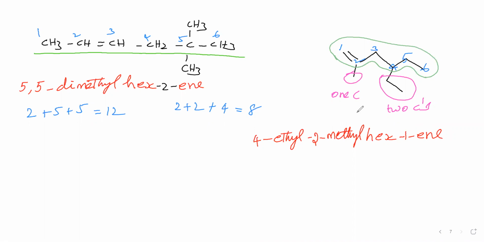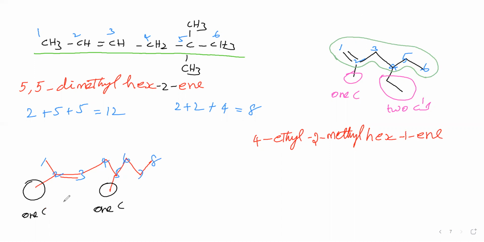Next compound we will take. Like that we have taken. Now we will say the name of this one. Here the parent chain contains first carbon, second, third, fourth, fifth, sixth, seventh, eighth. It is the parent chain, and the numbering we have also given. Now which are the branches? This branch contains 1 carbon. This branch contains 1 carbon. So 2 branches are there.